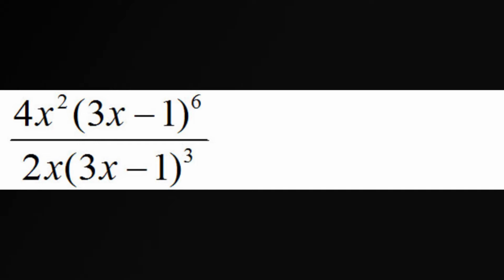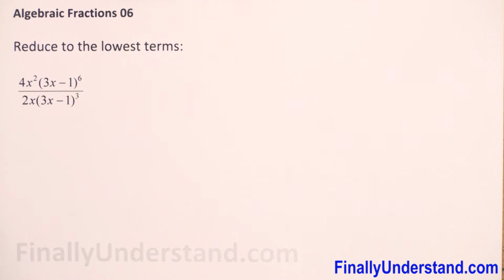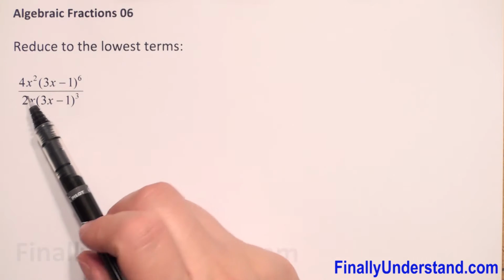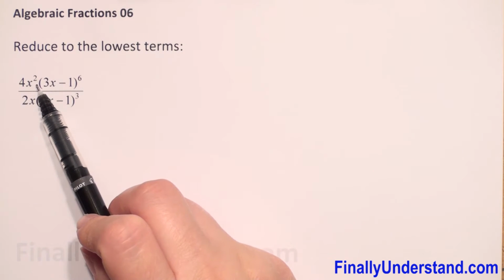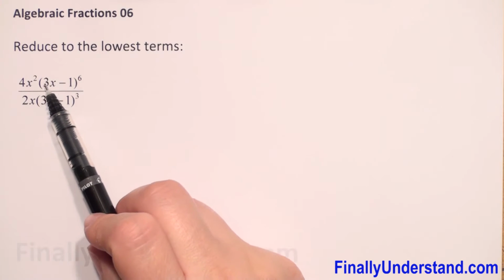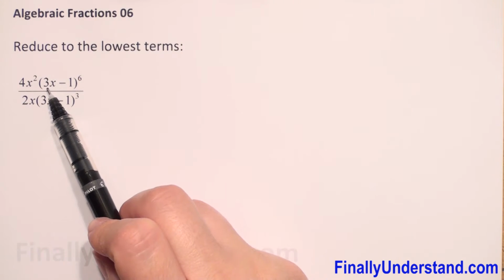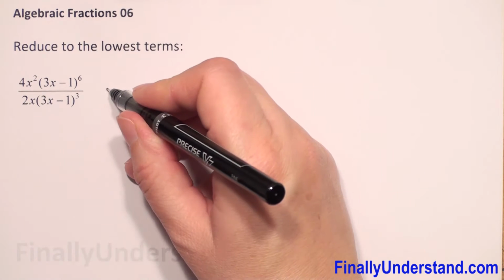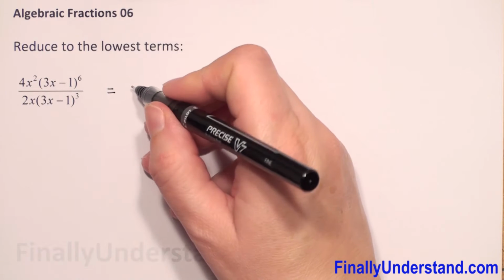We have given an algebraic fraction and we have to reduce this fraction to the lowest terms. First, when we have to reduce a fraction, we need to have multiplication in the numerator and in the denominator. We have 4x times, always the invisible sign is times. And in parentheses we have 3x minus 1 to the 6th power. So let me rewrite our numerator.